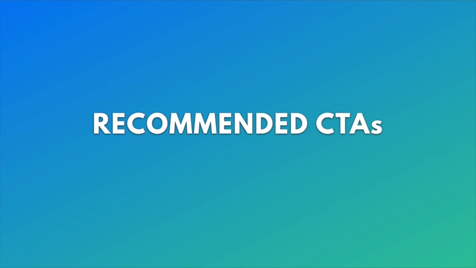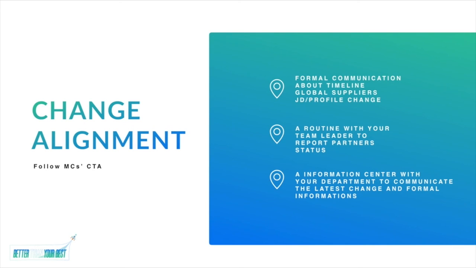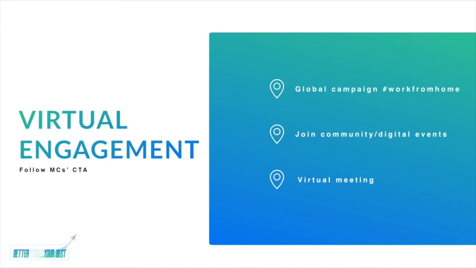So these are the recommended calls to action. First is that you have to align with MC's call to action. I think that most of the MC has asked you to communicate officially about our change in the timeline, and also probably some global suppliers have stopped their exchange. And then also maybe this will affect how JD and profile that we are going to have in the next few months. And then also have a routine with your team leaders, your middle managers, to report partner status. And then an information center with your department to communicate the latest changes, and also formal information.